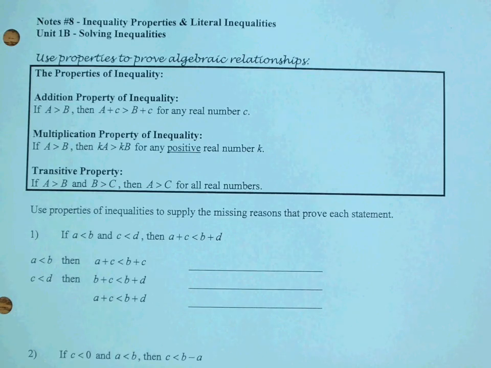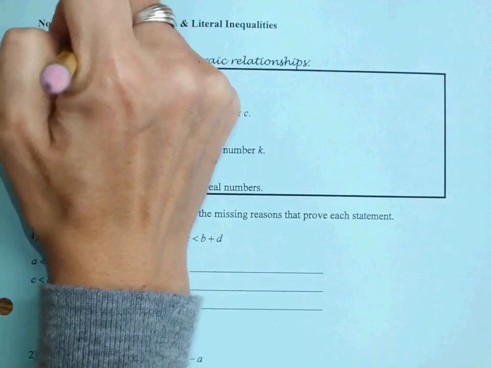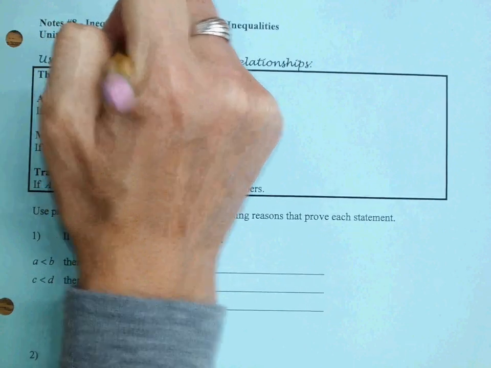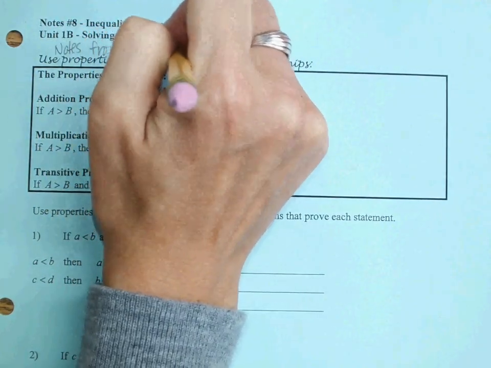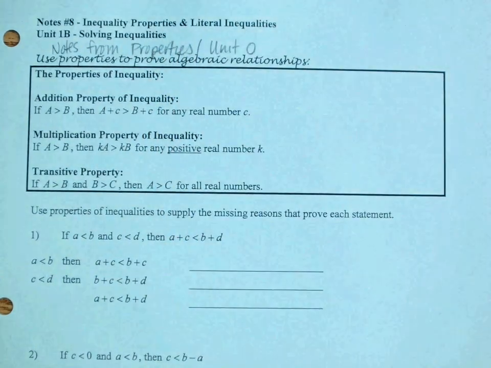Today's notes are inequality properties and literal inequalities. I'm going to let you know right now, the notes that are going to help you with this are your properties notes from Unit 0. I'm going to write this at the top, notes from properties in Unit 0. And then we can double check those notes when I see you next in class so you know what exactly I'm talking about. But it's the one that we talked about with inverse property, identity property, transitive property, etc.